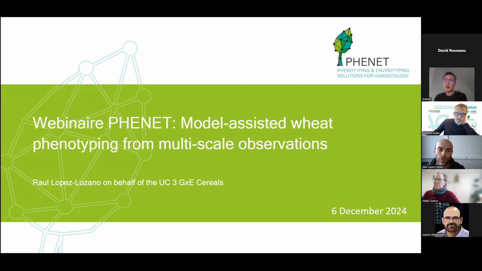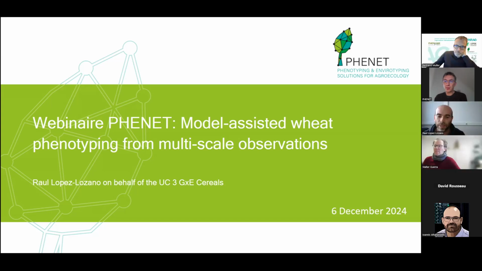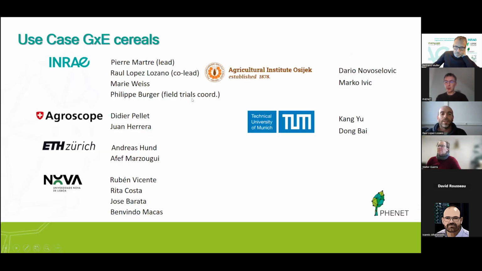Okay, the strategy that we are going to follow in use case 3, G cross E cereals, is to use phenotyping, to apply phenotyping assisted by models and using multi-scale observations. So here are the 6 institutions that contribute to the use case, and the list of contact points for each institution. But for sure, there are many more people involved in the work.